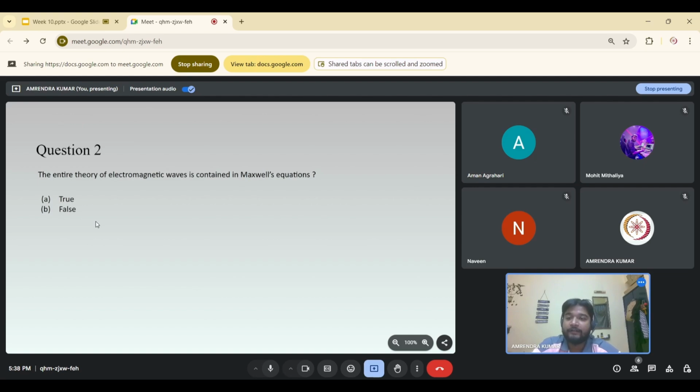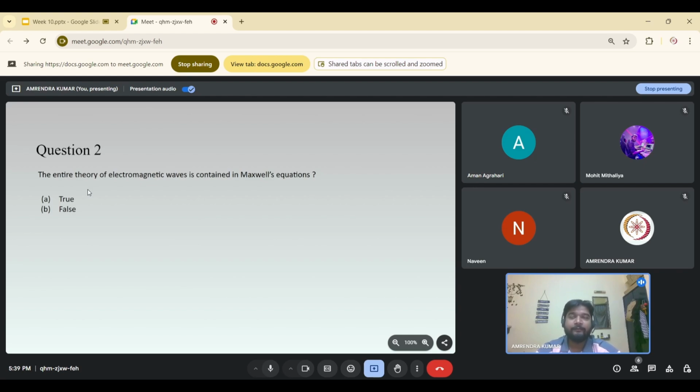Question two is: the entire theory of electromagnetic waves is contained in Maxwell's equations. We have just seen that yes, it is. That's true because we can write down Maxwell's equations in a medium, and then we can calculate how much electromagnetic wave will travel inside the medium.